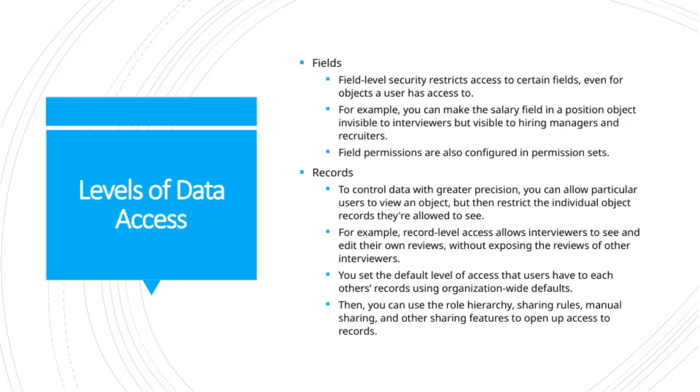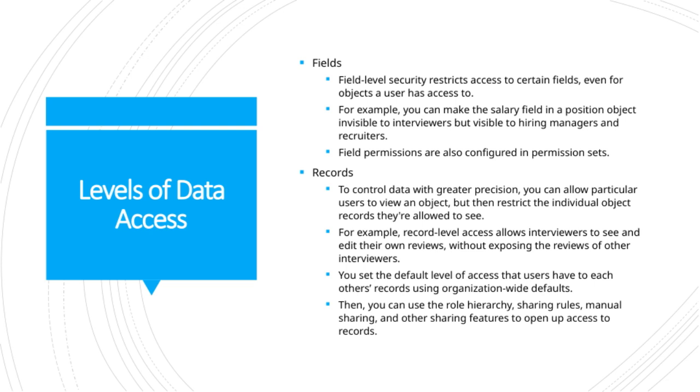Now, let's talk about fields. Field-level security is all about controlling access to specific fields within an object, even if a user has access to the object itself. For example, you might want to hide the salary field on a position object from interviewers, but still allow hiring managers and recruiters to see it. It's a way to keep sensitive information protected. These permissions are managed through permission sets as well.